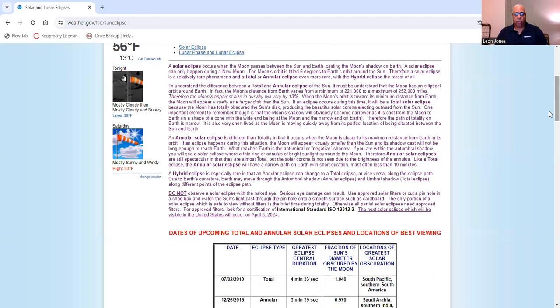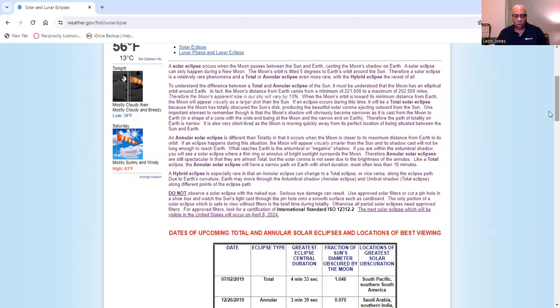Now, here's another one. A hybrid eclipse is especially rare in that the annular eclipse can change to a total eclipse or vice versa along the eclipse path due to the Earth's curvature. Earth may move through the antumbral shadow, which is an annular eclipse, or the umbral shadow, a total eclipse, along different points of the eclipse path.